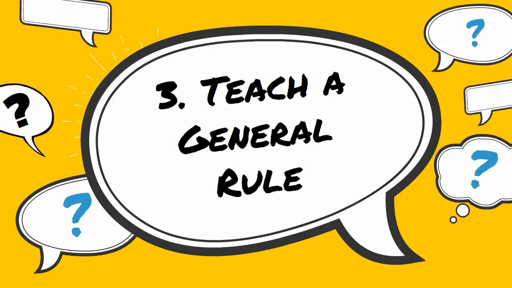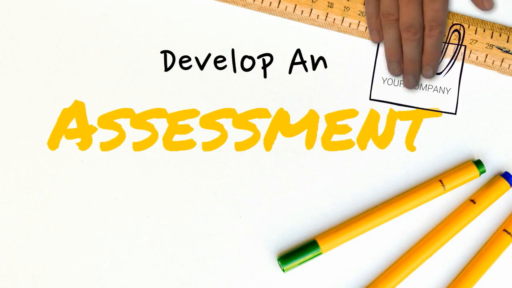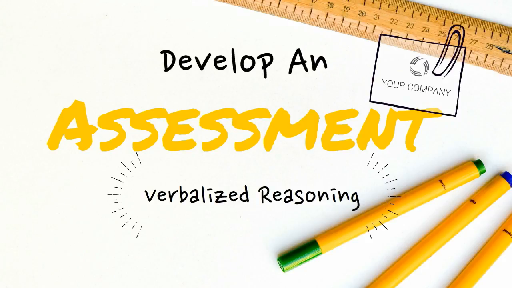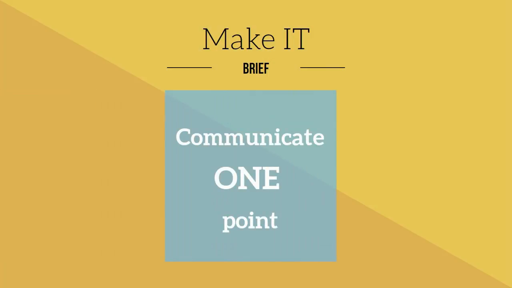Teach a general rule. After the student has had the opportunity to develop an assessment backed up by verbalized reasoning, the preceptor may take a moment to do some targeted teaching about the specifics of the patient's problem. In general, this teaching is brief and designed to communicate one specific point derived from the case.